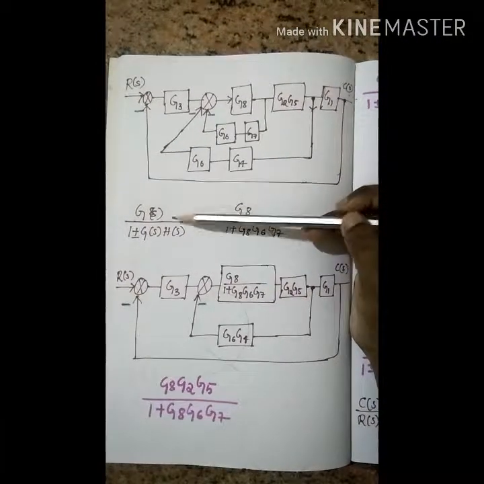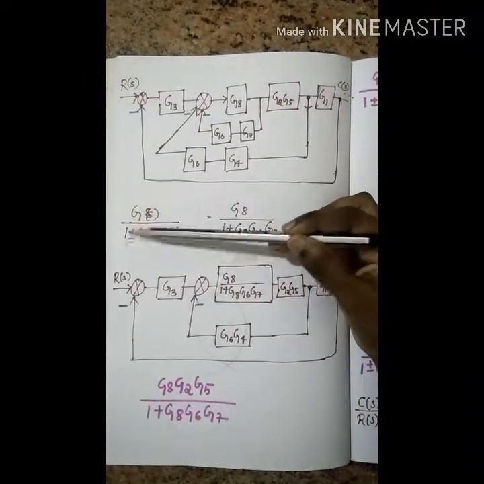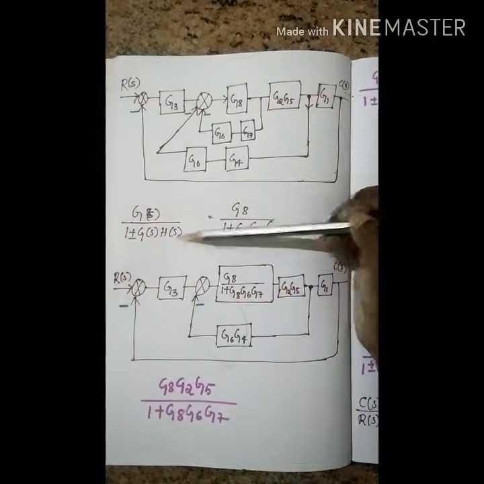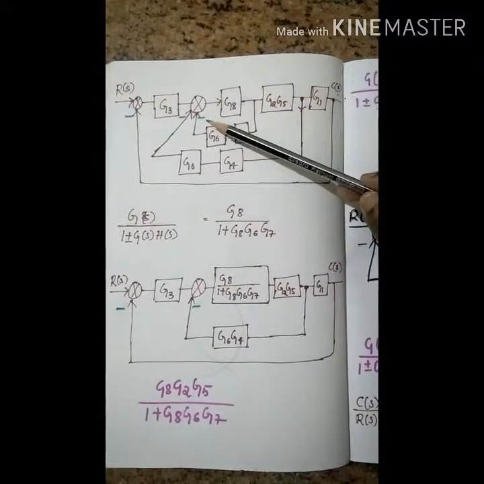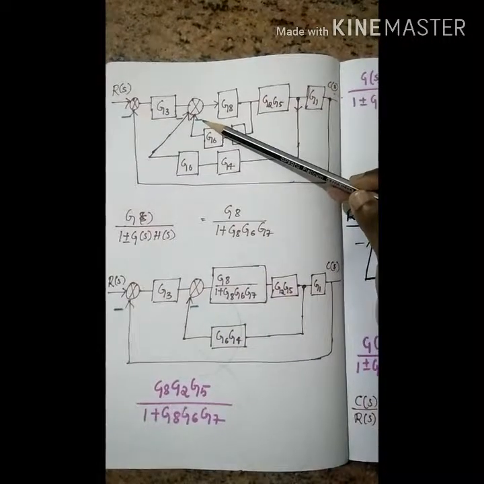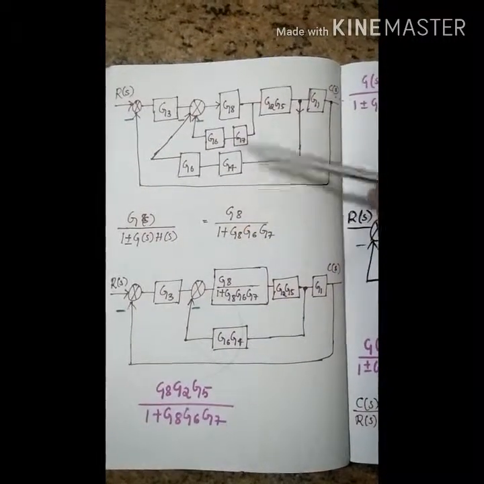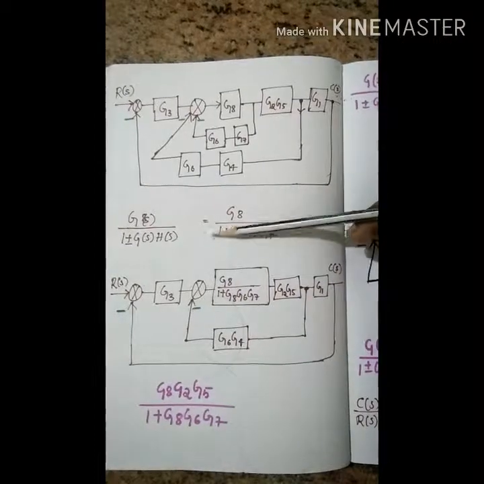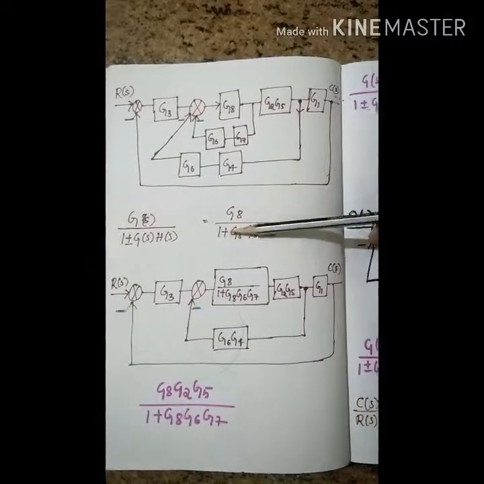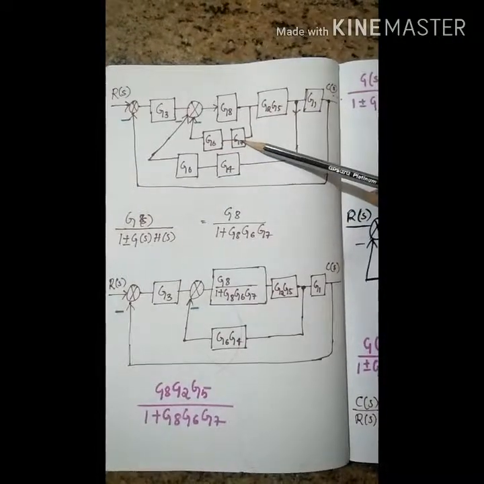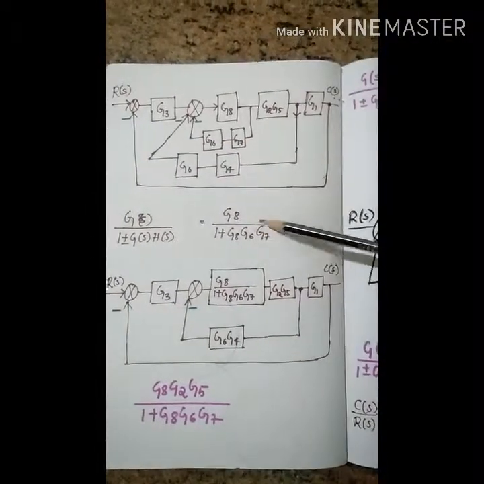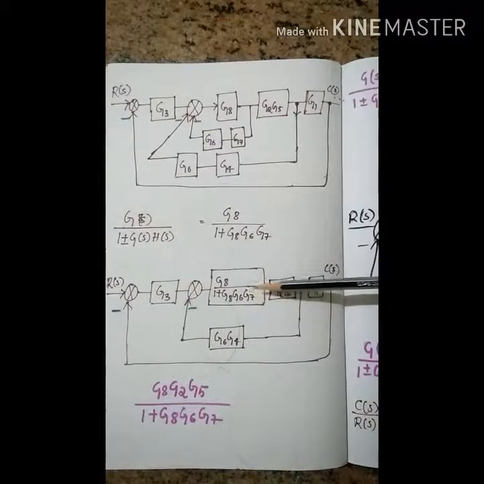Using transfer function formula, that is G of S divided by 1 plus or minus G of S into H of S, you can substitute the answer for this block, wherein as they have given negative feedback, you have to take positive here. G of S is G8 divided by 1 plus G8 into G6 into G7. Now you can add this block in the block diagram and rewrite it.